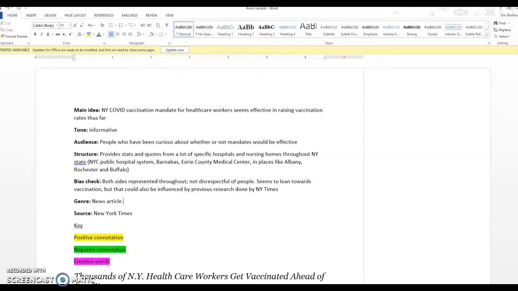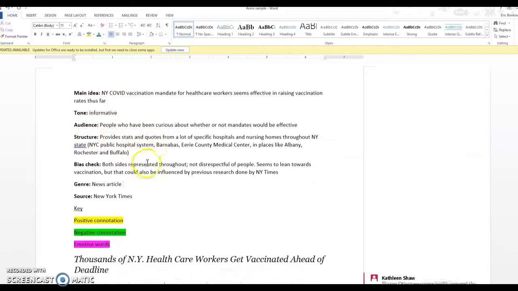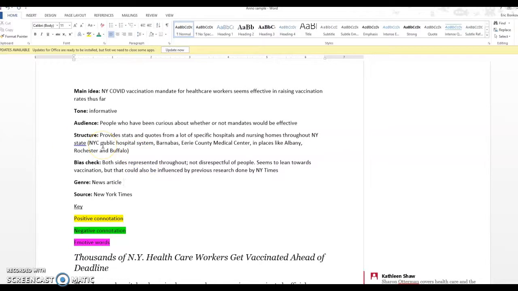So these are some things that might be helpful for me to know going forward, like what's the main idea? What's the tone? Who is this written for? What is the structure of this? Now, this one might be a little bit weird, but I included it because if you look at the article I have, it's organized. I can say structure / organization. If you've ever learned about organizational patterns, this would be a great place to put it.